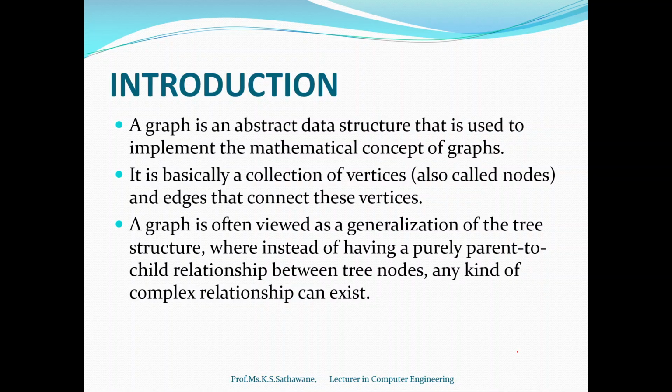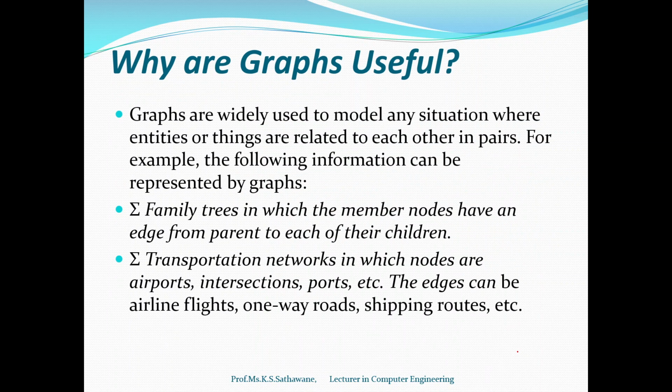A graph is often viewed as a generalization of the tree structure, where instead of having purely parent to child relationship between tree nodes, any kind of complex relationship can exist. So graphs are widely used to model any situation where entities or things are related to each other in pairs. For example, family trees in which the member nodes have an edge from parent to each of their children, or transportation networks in which nodes are airports, intersections, ports, etc. The edges can be airline flights, one-way roads, shipping routes, etc.